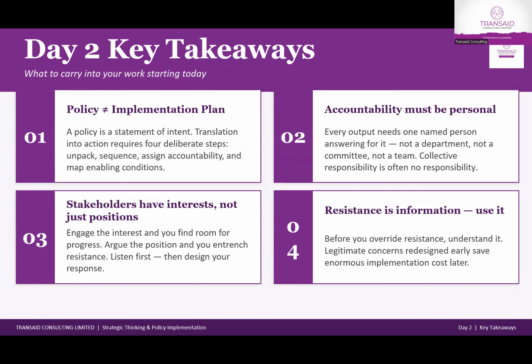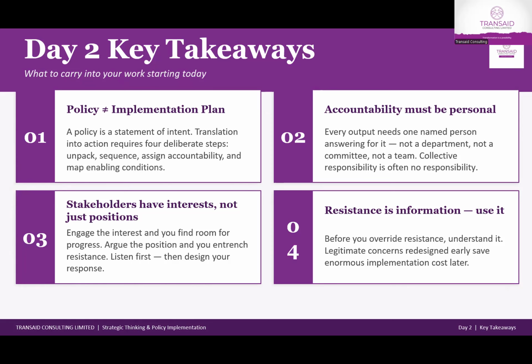So the key takeaways for today, day 2. One, policy is a statement of intent. Translation into action requires 4 deliberate steps: unpack, sequence, assign accountability, and map enabling conditions. Two, accountability must be personal. Every output needs one named person answering for it. Not a department, not a community, not a team. Collective responsibility is often no responsibility.